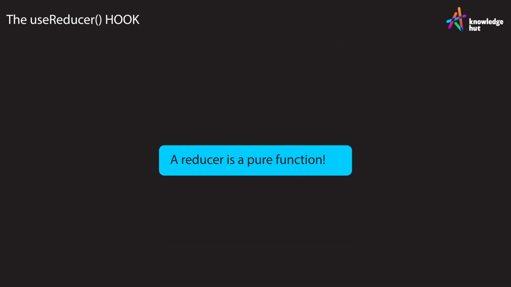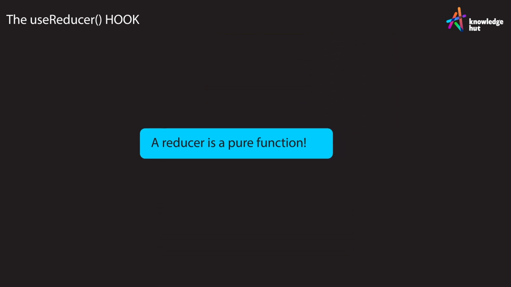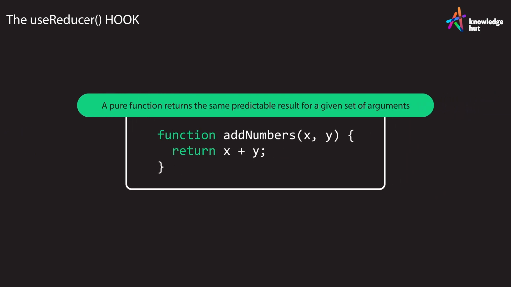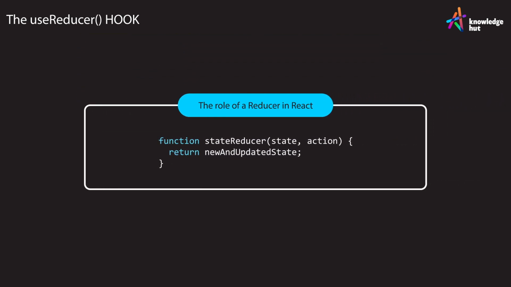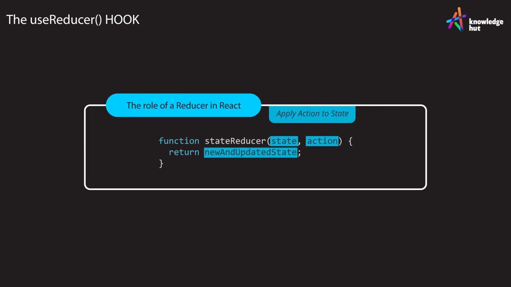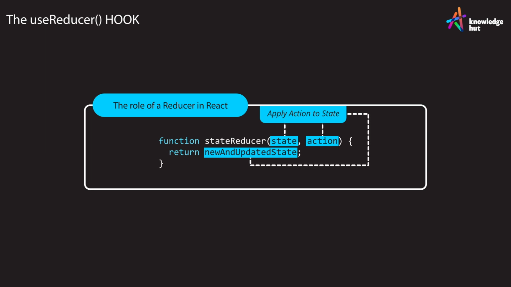A reducer is a pure function. In functional programming, a pure function returns the same result for a given set of arguments. This way, the results are predictable. In the case of React, a reducer offers predictable state transitions based on the existing state and an action. The job of the reducer in this case is simply to apply the said action to the provided state and return a new and updated version of the state.